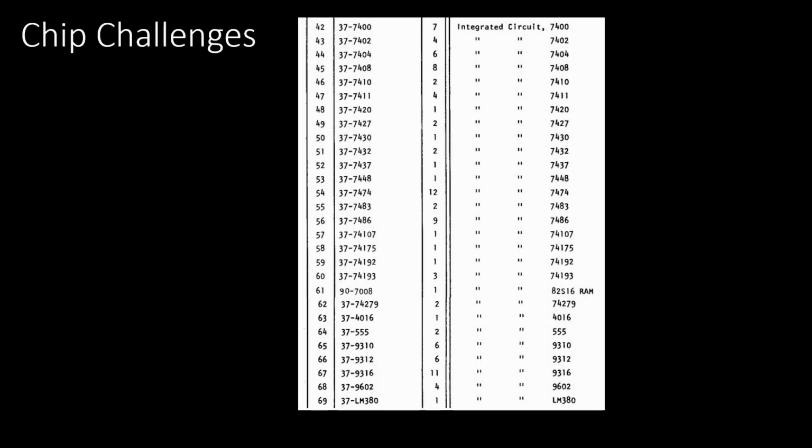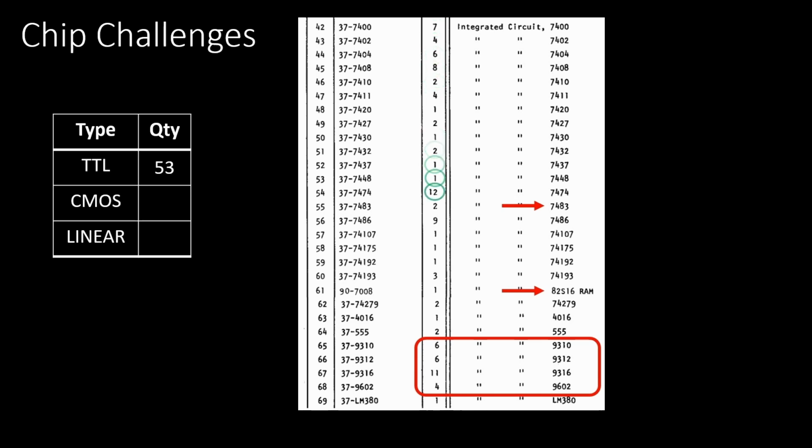So after reviewing the schematics, boards, parts list, it looks like we have some chip challenges. As we go down the parts list, you'll see mostly common 7400 series TTL, plus a couple of 555s, a 4016, and the LM380 audio amp. But there's also some older National 9000 series chips. There's this 7483 adder we'll talk about later, and also this 256x1 bipolar RAM. In fact, if you add up the types in the parts list, there are 98 TTL, 3 linear, and 1 CMOS chips.